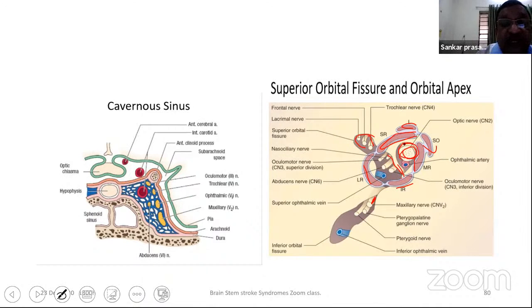You can see the various nerves that are present in the cavernous sinus. This diagram everybody should know. There is the internal carotid artery in this, and also the oculomotor nerve, the third, here. You can see the trochlear nerve, the ophthalmic V1 branch, and the maxillary here. The mandibular is not a part of the cavernous sinus; it goes through the foramen rotundum.